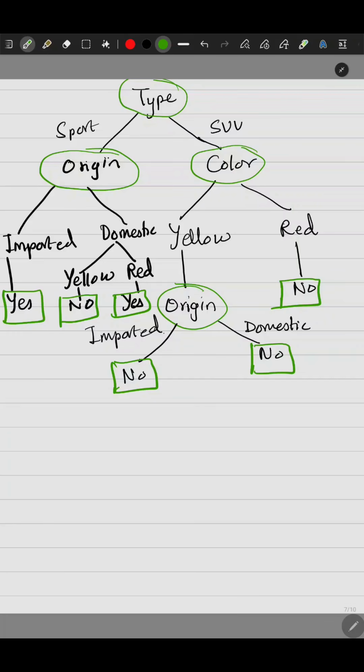This is also called CART, classification and regression trees. Although we have used it for classification exclusively over here, it can also be used for performing regression.